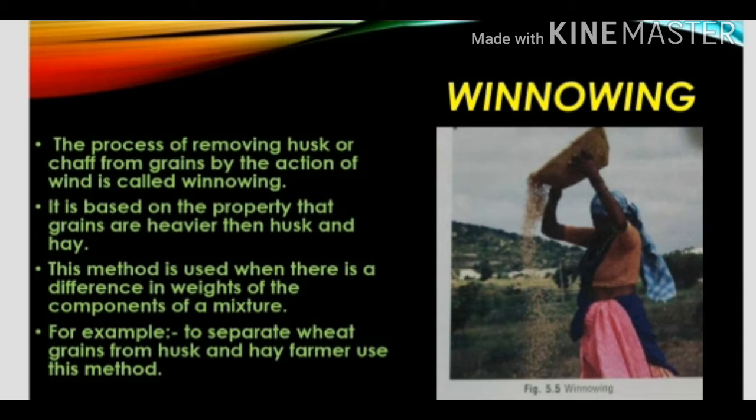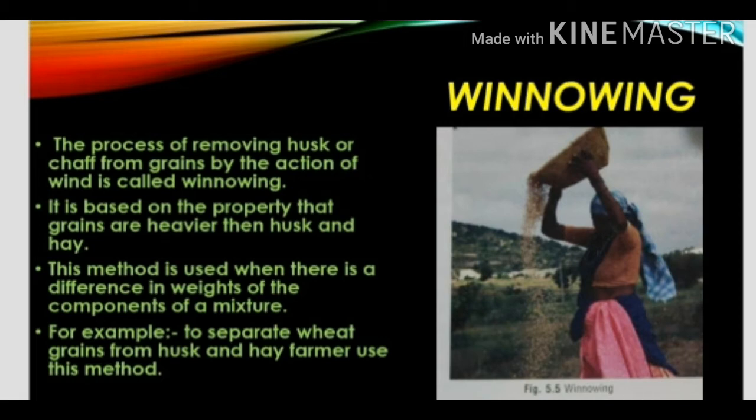This is based on the property that grains are heavier and husk and hay are lighter. So this method is used when there is a difference in weights of the components of a mixture. Heavier components and lighter components are separated by using wind or blowing air.